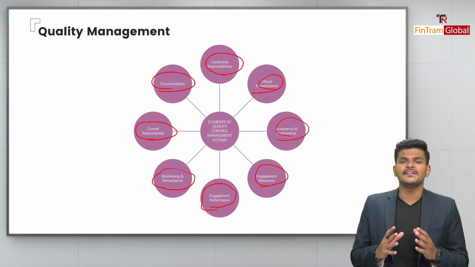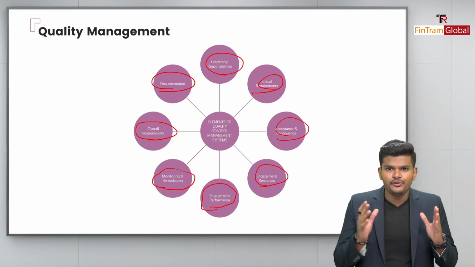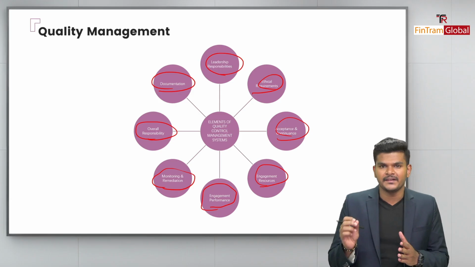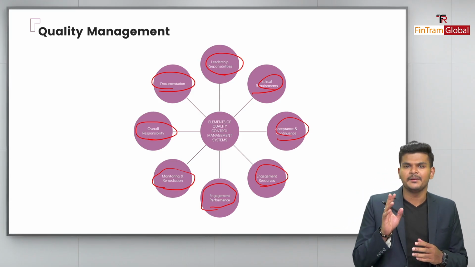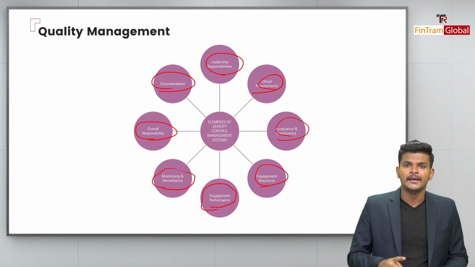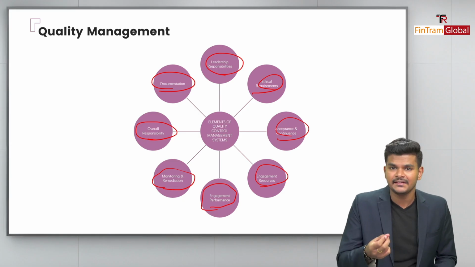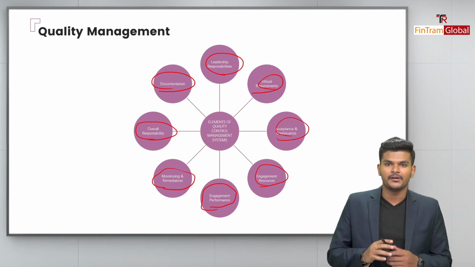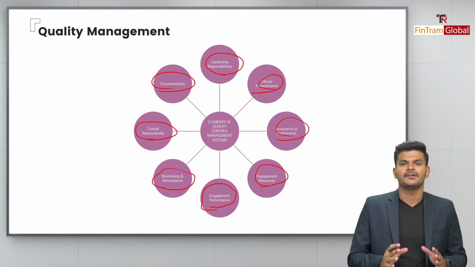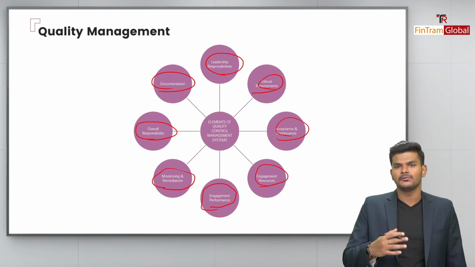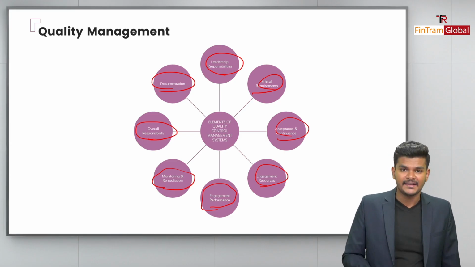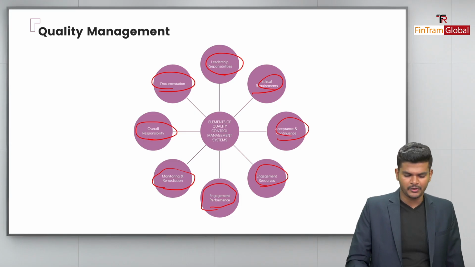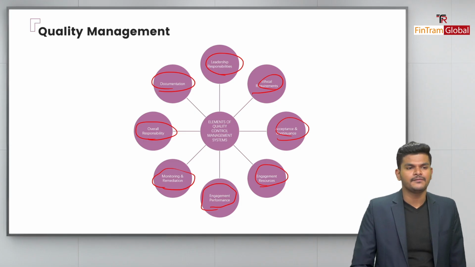All of these things should be documented and signed off by the appropriate individuals. There should be a minimum of two sign-offs. The one who prepares it needs to sign off on it, and then the one who reviews that particular work paper as well. So these two sign-offs should be there. All those documentation related aspects, that's basically what comes under documentation. So these are all the elements of quality management.